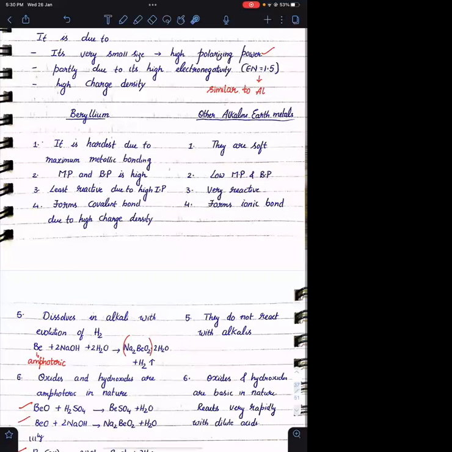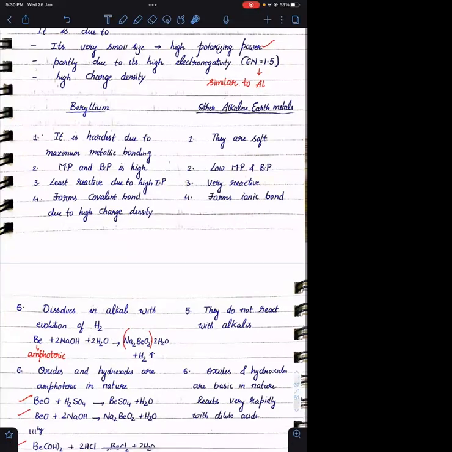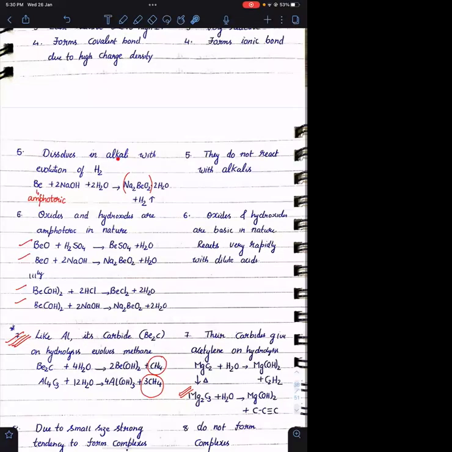Least reactive because of its very high ionization energy. It forms covalent bonds due to very high charge density. Magnesium maybe some compounds can be covalent, but rest all of them will be forming ionic compounds. It dissolves in alkali, beryllium being amphoteric. The reason for its amphoteric nature is because of its diagonal relation with aluminium.